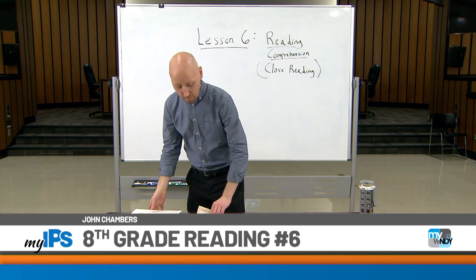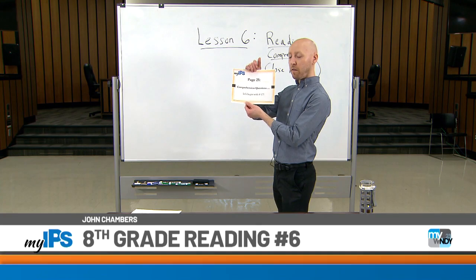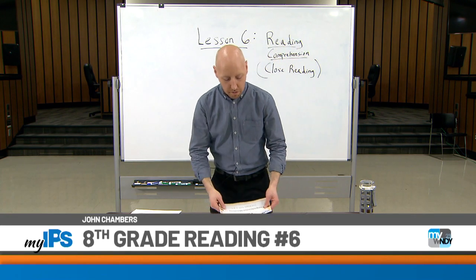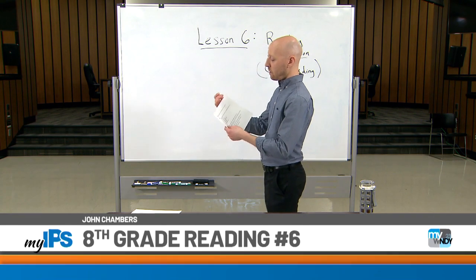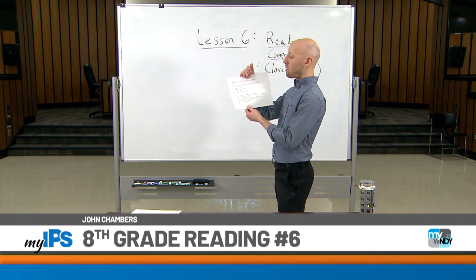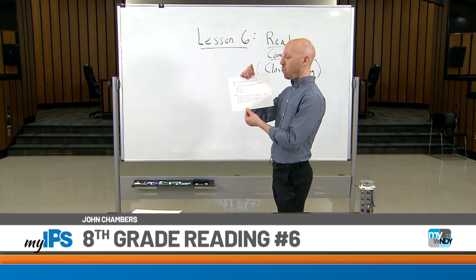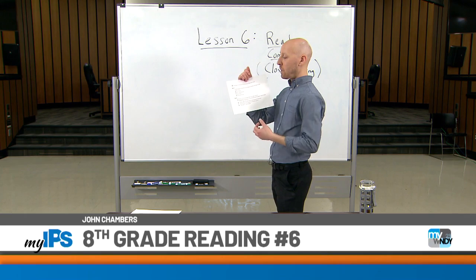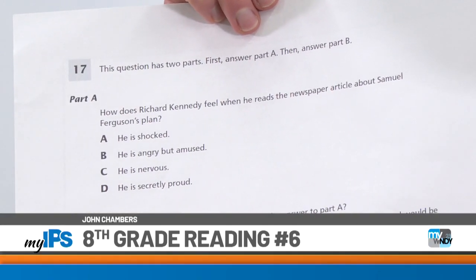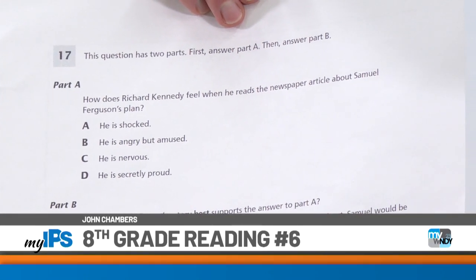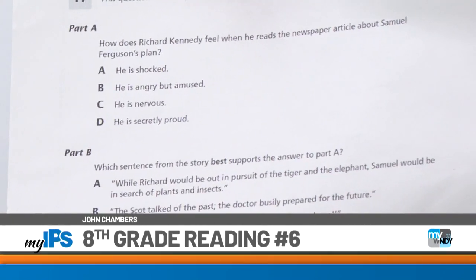Okay. Let's begin with the comprehension questions in number 17 on page 25. So if you think about it, that question really has two parts. And we're going to go ahead and eliminate answer options as we go through them, and star, if you can at home, ones that maybe could be the right answer, because then at the end we'll be left with the correct one. All right, so part A, how does Richard Kennedy feel when he reads the newspaper article about Samuel Ferguson's plan? So this is what we were just talking about on the last page of the article.